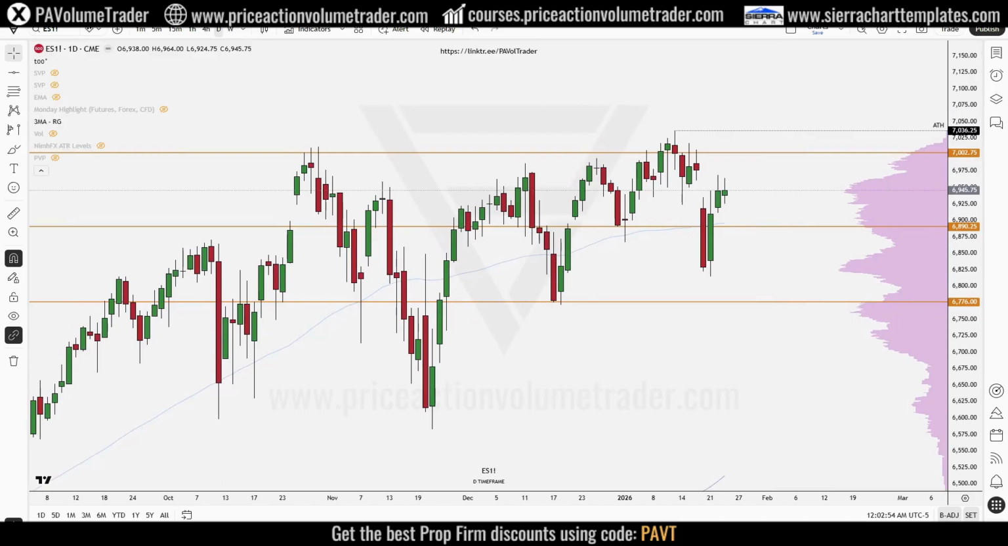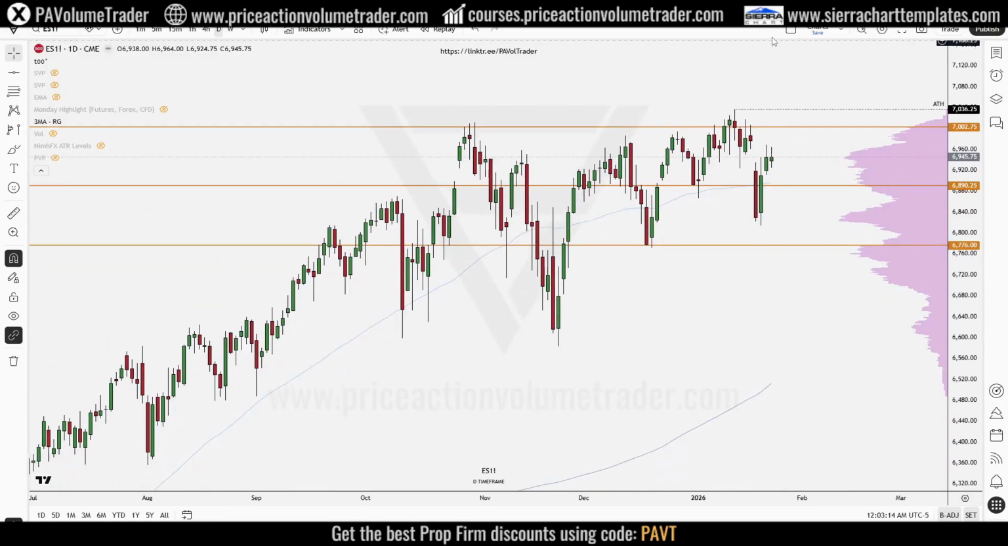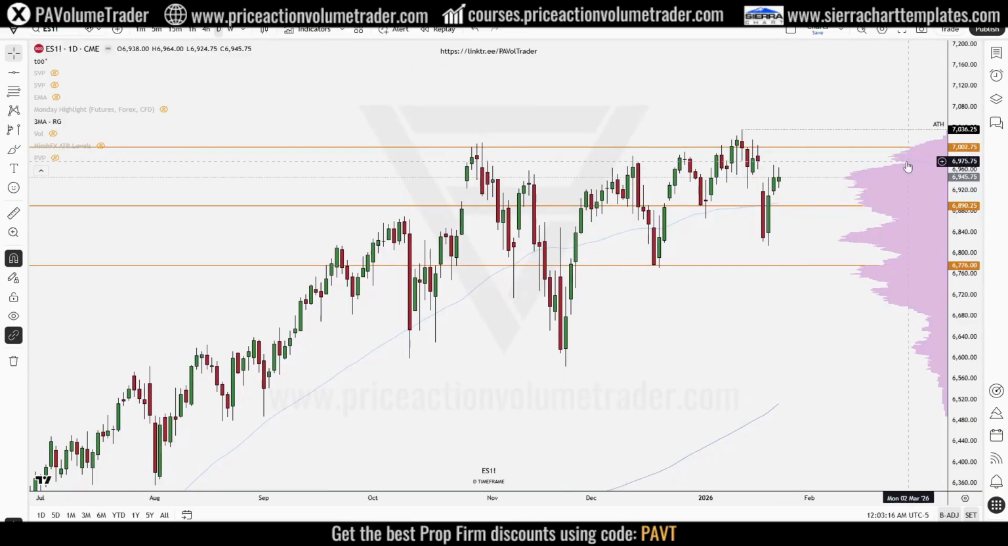So all these levels that are in orange, these are levels that I make based on the daily time frame, okay? But they're going to show on all time frames down to the minutes. But any orange level that you see, those are daily levels. Then on the right side here, this is my long-term volume profile.